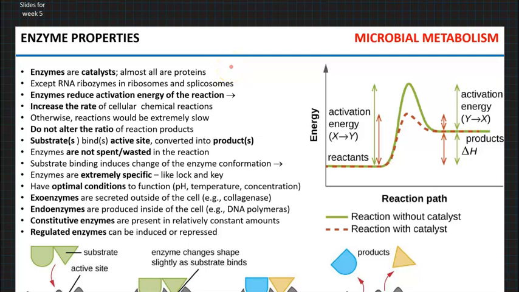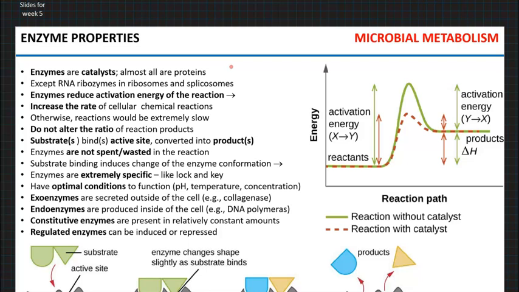Okay, so let's continue where we stopped last week. Remember, we were talking about the whole idea of metabolism as being a set of catabolic and anabolic reactions in the cell. And we were talking about oxidation and reduction. But one important thing about the chemical reactions in the cell is that they must go pretty fast.